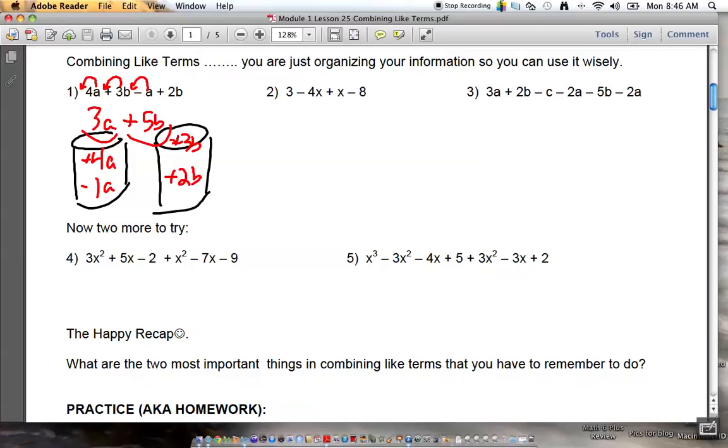Okay? Now, you don't have to literally draw the buckets every time, but sometimes in the beginning it helps, and then you learn not to do it anymore. So, try number 2. Some people like to draw their buckets.